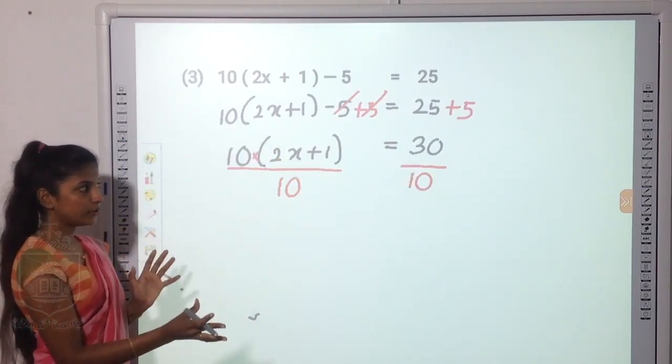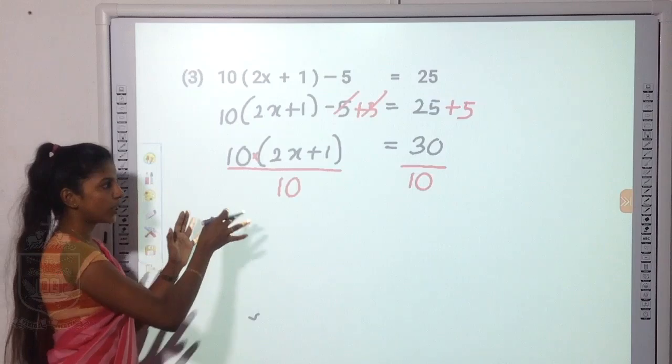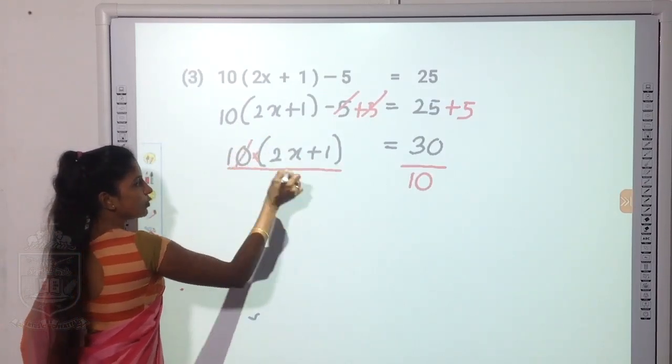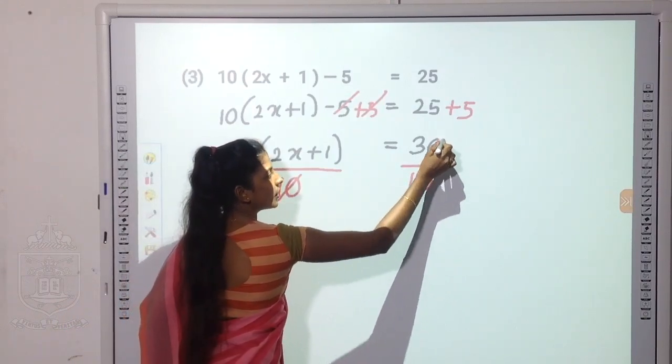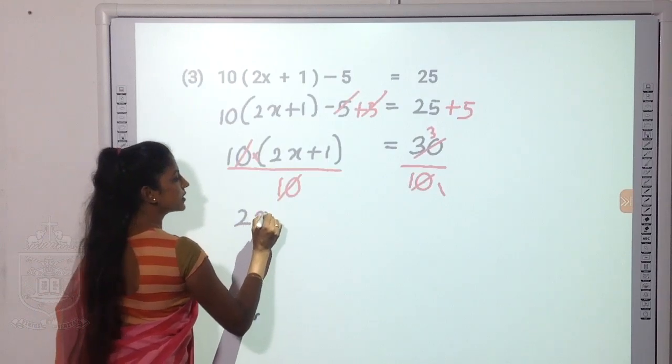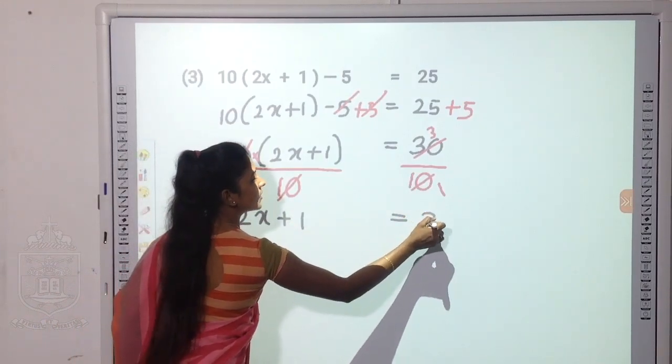So I prefer the second method, right? I told you there are 2 different methods of doing this. So I prefer the second method without multiplying by 10, right? So I'm going to divide, and here you have 3, right? So what is remaining here? 2x plus 1 equals 3.